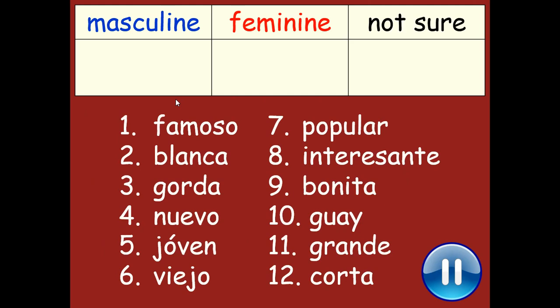So in a minute, I'm going to be asking you to pause the video and draw this table on your piece of paper. You're going to have three columns, a masculine column, a feminine column, and a column for things where you're not really sure. And what I would like you to do is to take these 12 adjectives and sort them into the masculine ones, the feminine ones, and the ones you're not sure about, and write them into the right column. So pause the video now, sort out those adjectives, and press play again when you're ready to check the answers.